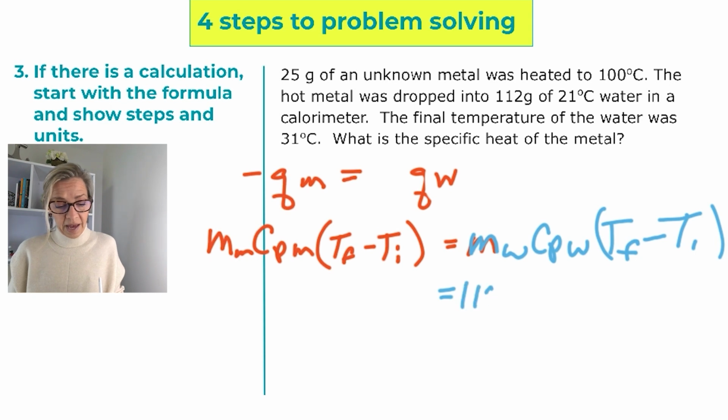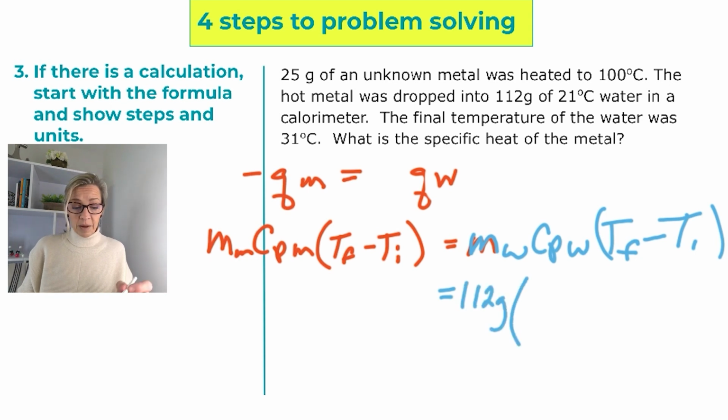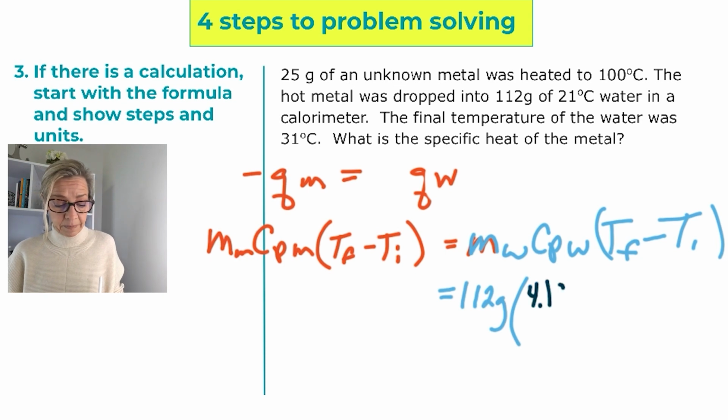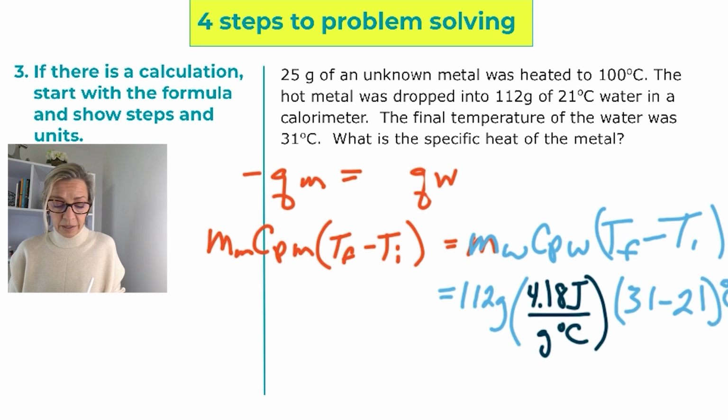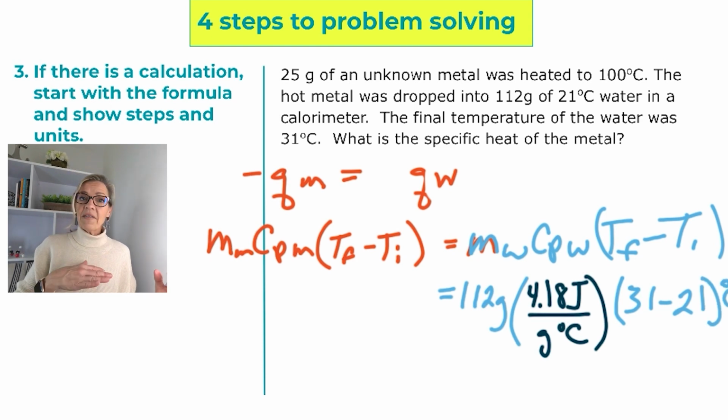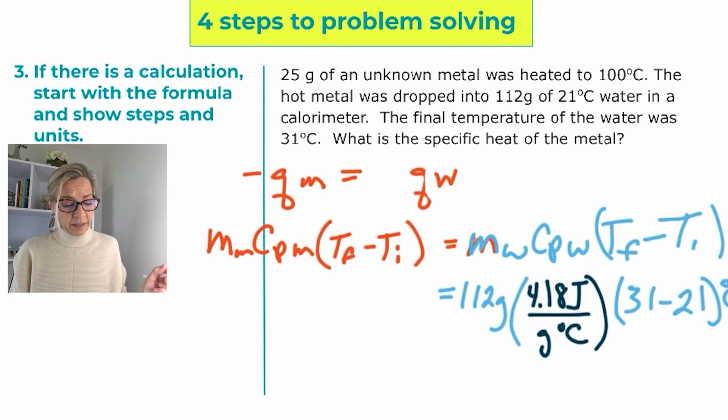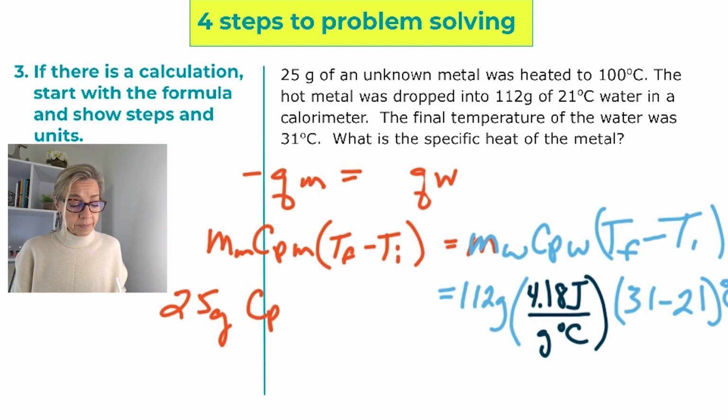Okay, on the water, I think I have everything. 112 grams. Specific heat of water is probably given for you. This is a constant, 4.18 joules per gram degrees C. Delta T for the water, we're going to end up at 31 and we started at 21 degrees C. Look, I have everything on the water side, so I could calculate a number here. Now let's go over to the metal side. The mass of the metal was 25 grams. Specific heat is what I'm looking for.